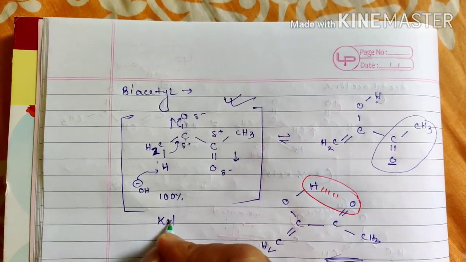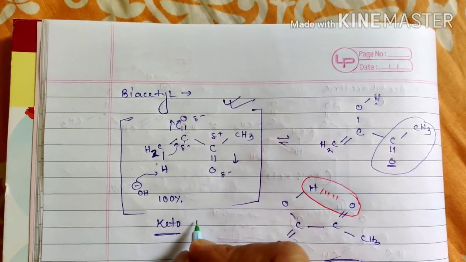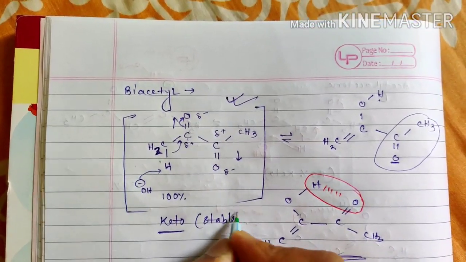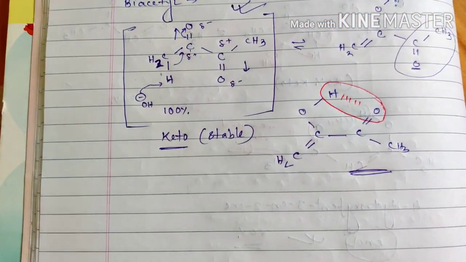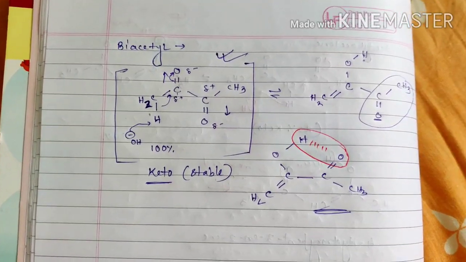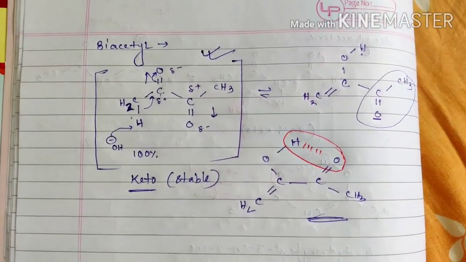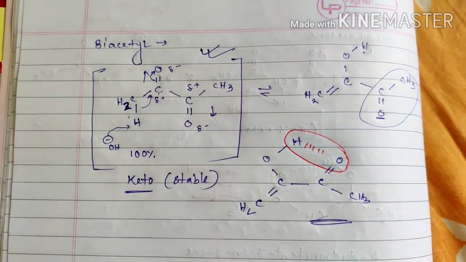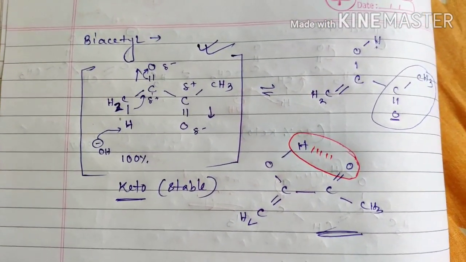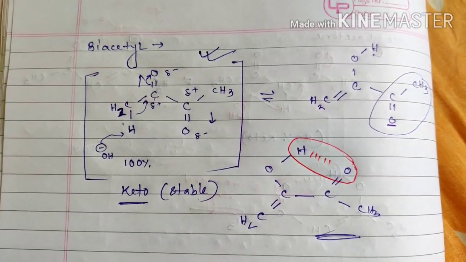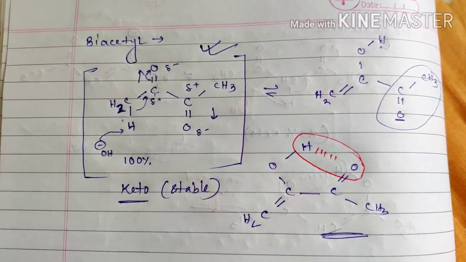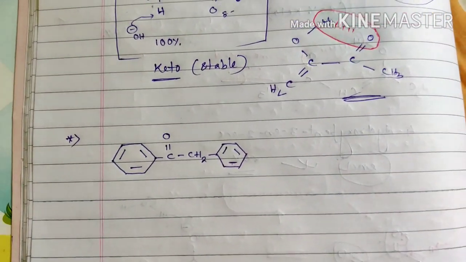So here, instead of enol form, keto form is much more stable. So different kinds of compounds will show different types of attitudes towards the keto-enol tautomerism. In some cases, the keto form is stable, in some cases the enol form will be more stable, because of these electronic reasons as well as the stability reasons. Let us take another example.